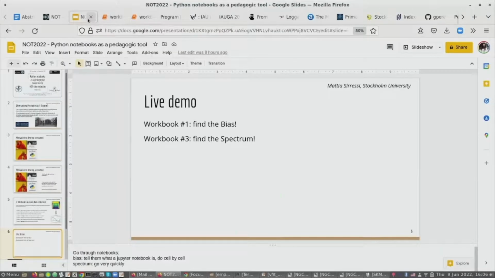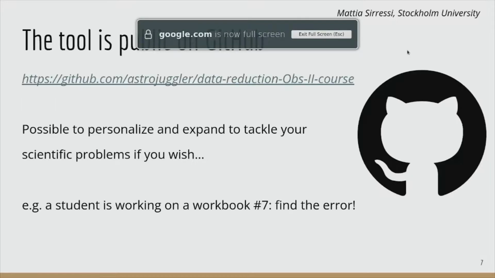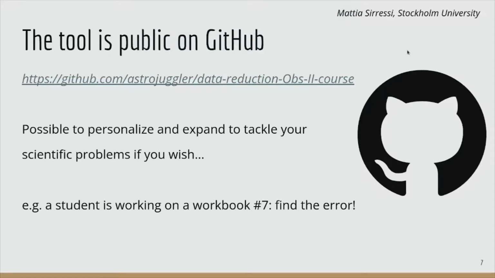And just to conclude, the last slide: I just want to say that this tool is public on GitHub, so everyone can download it, and it can be even personalized and expanded to tackle your own scientific problem if you wish. Of course, this has been designed with the purpose of teaching students, so you might want to implement some more sophisticated things. For example, now a student is working on workbook number 7 to estimate the uncertainties on the flux densities.